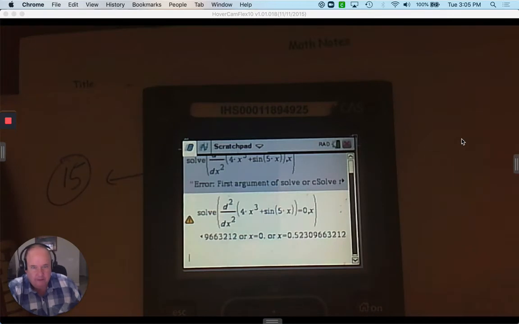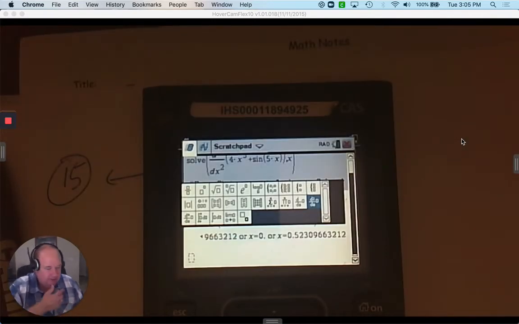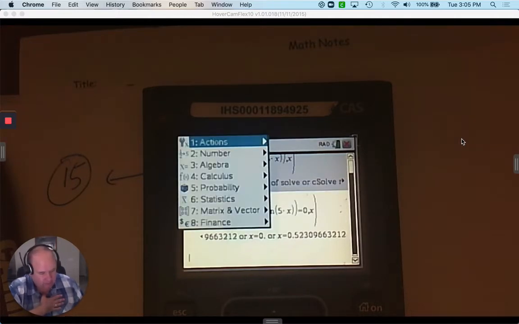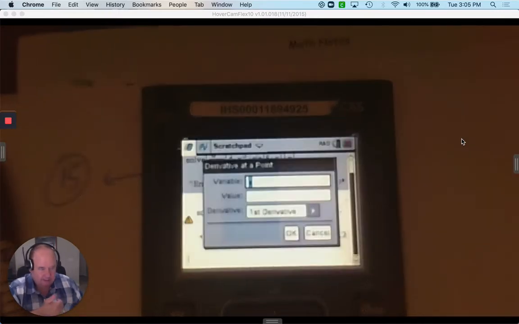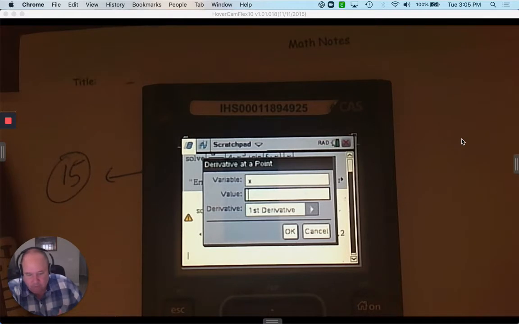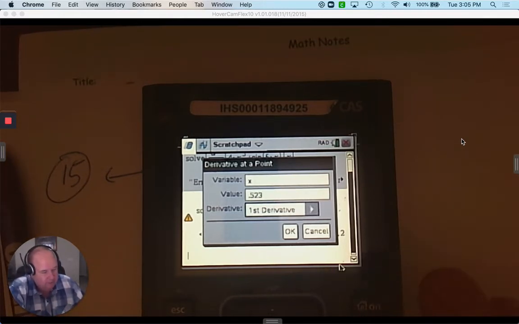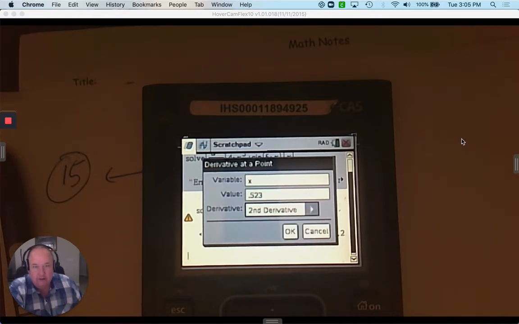So because I just want the second derivative, let's press the one beside the second derivative again. I made this mistake, add an x value. So let's press menu. Let's go to calculus and then derivative at a point. So let's press 2. Let me not make the mistake. The variable is x. The x value is 0.523. And we're looking for the second derivative. So make sure you move it for that.